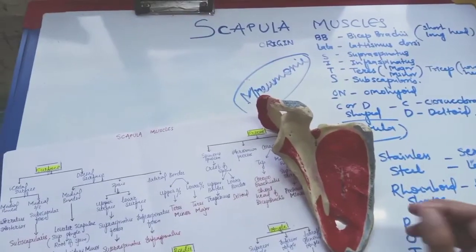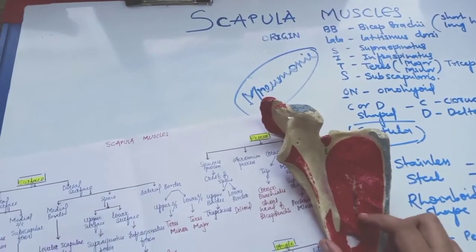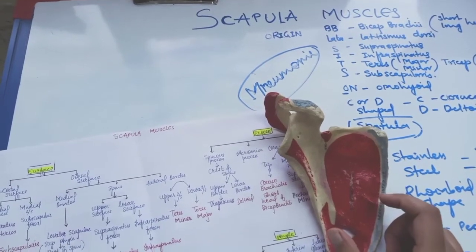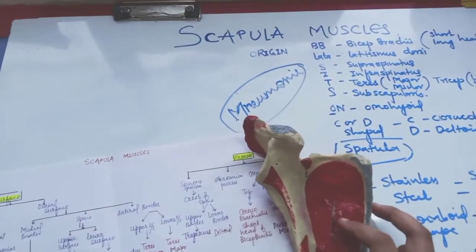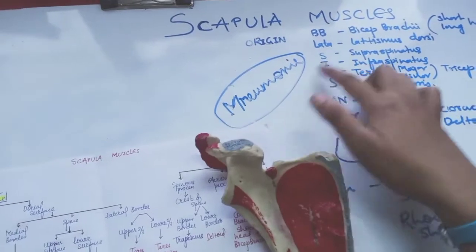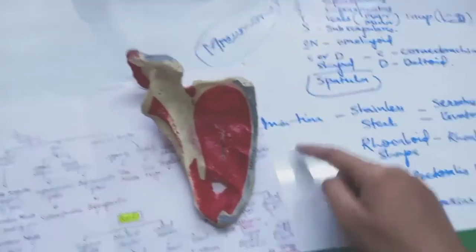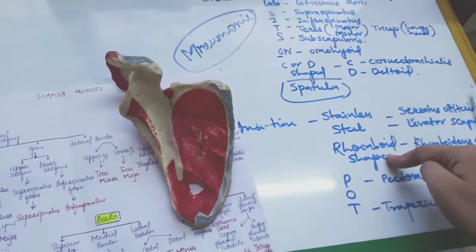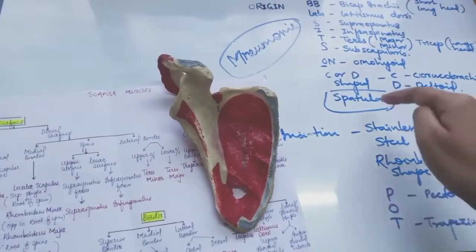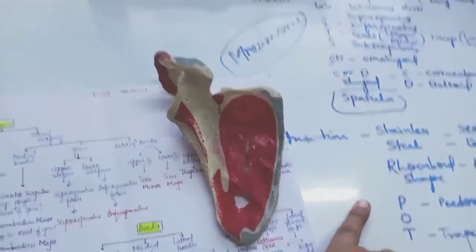Now we will learn about the scapular muscle. In the previous video, we saw the mnemonics for the scapular muscle. Origin: BB Lata sits on the C or D spatula, and insertion: stainless steel rhomboid shaped pot. The spatula is inserted into the pot.